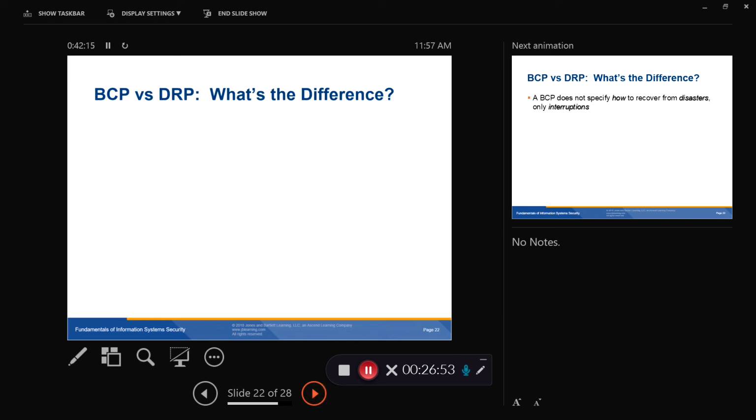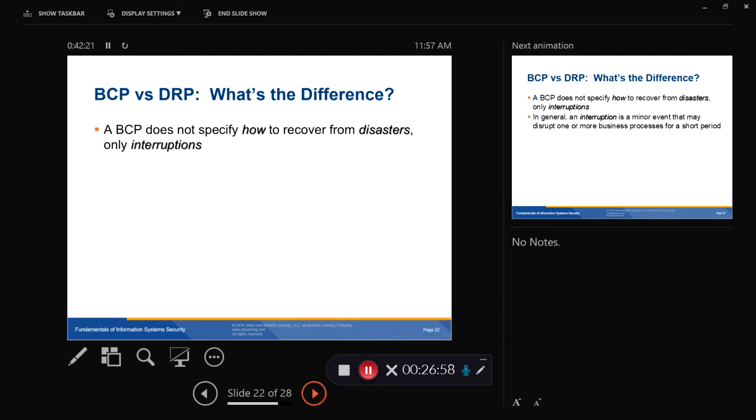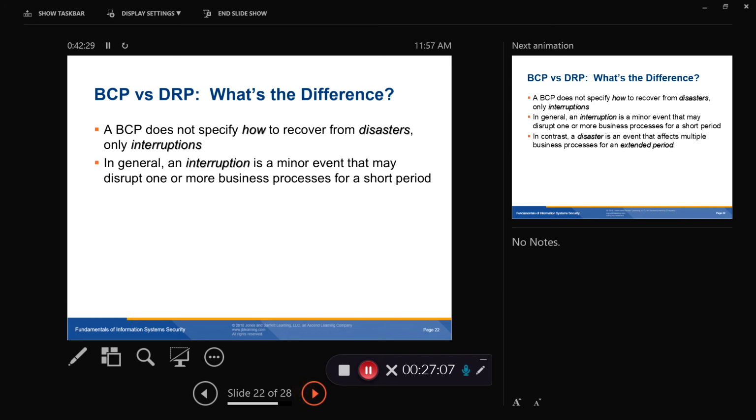So you have to ask yourself, what's the difference between these two? A BCP does not specify how to recover from disasters, only interruptions. An interruption could be 6 hours. In general, an interruption is a minor event that may disrupt one or more business processes for a short period. Like when we lost our data at Savannah Foods, that really was an interruption. It would have required a BCP. It wasn't a disaster because it wasn't a long-term situation. It could have been if we had kept trying to use mimics, but anyway, it wasn't.